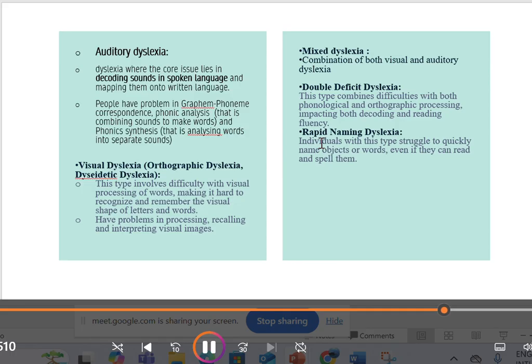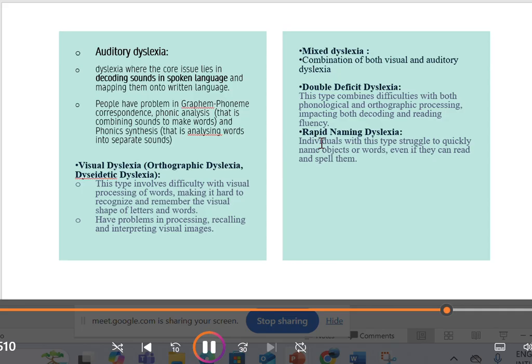Double deficit dyslexia. This type combines difficulties with both phonological and orthographic processing, almost similar to mixed dyslexia: decoding, reading and fluency. Now, rapid naming dyslexia: individuals with this type struggle to quickly name objects, even though they can read and spell them.